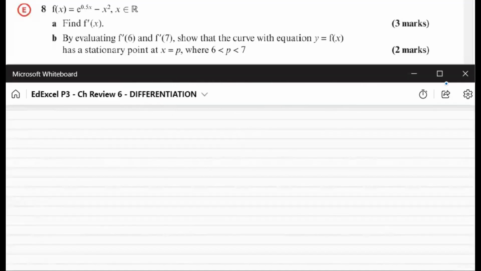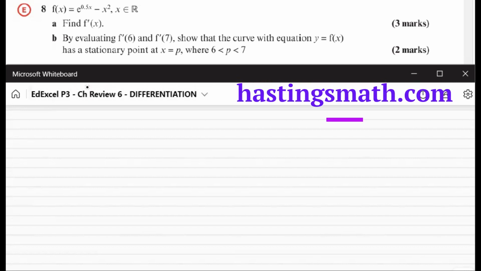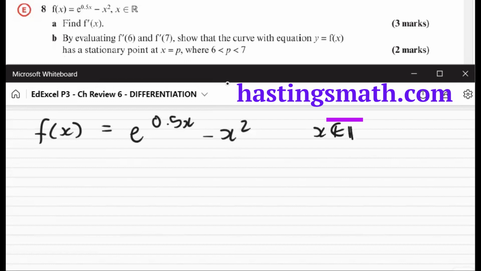Edexcel P3, chapter review 6, going through some differentiation questions. Question number 8 gives the following function. So we've got a function f of x, it's e to the power of 0.5x minus x squared. It says that x has to be a real number, any real number. Find f dash of x.